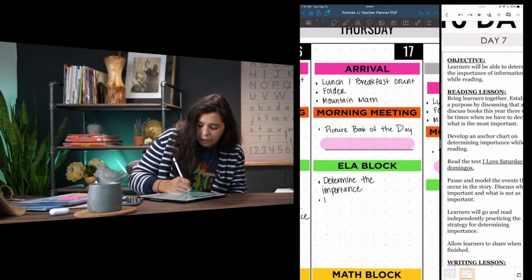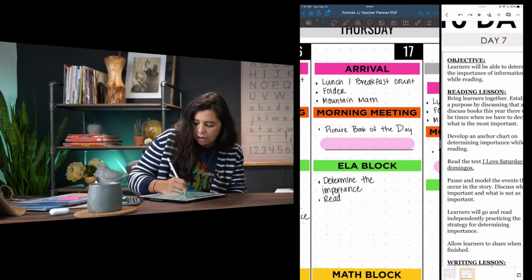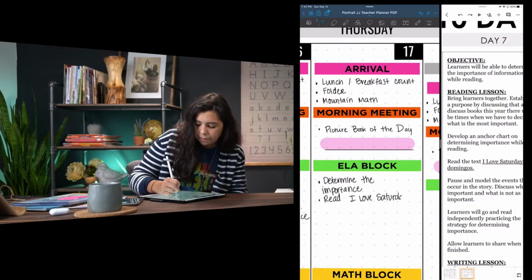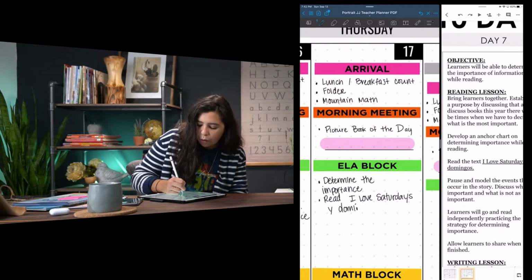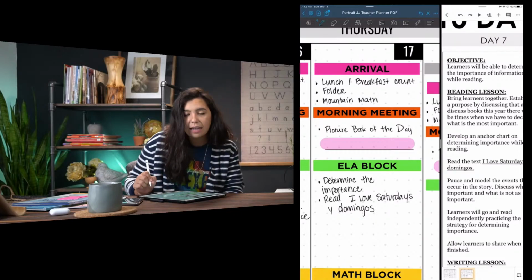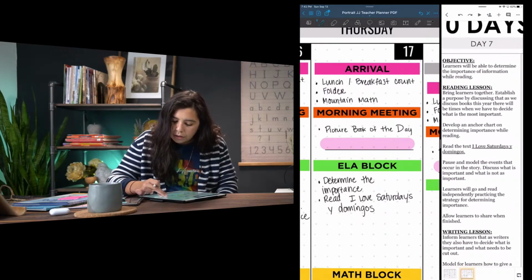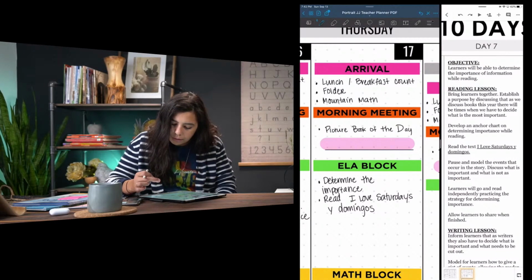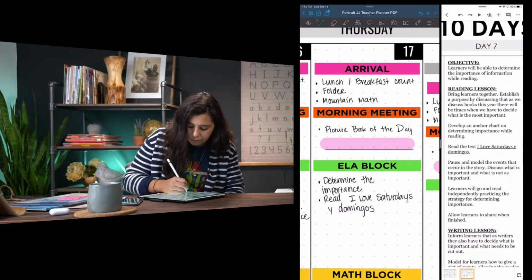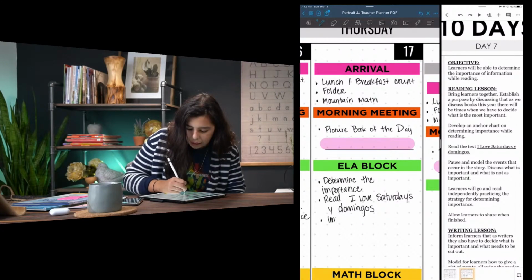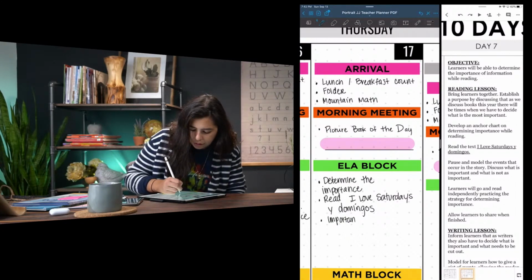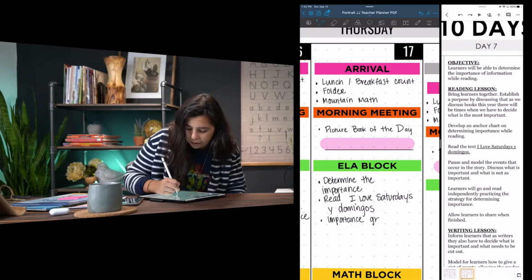And then I'm going to read I Love Saturdays y Domingos. I have quite a few Spanish-speaking kids in my class, so they're going to really appreciate this book. So we're going to do an importance graphic organizer.